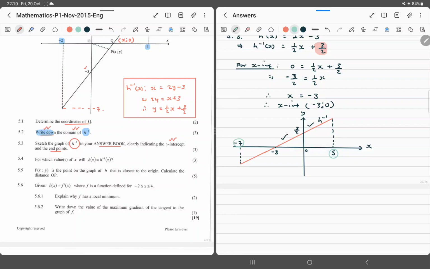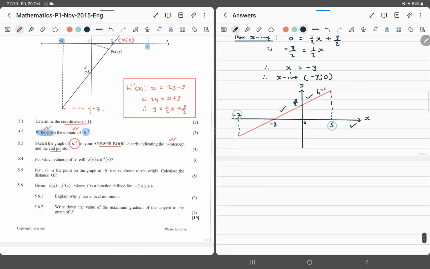Because these endpoints are an important value. So we're getting our extra mark there. So that's how we score those 3 marks, and let's move on.